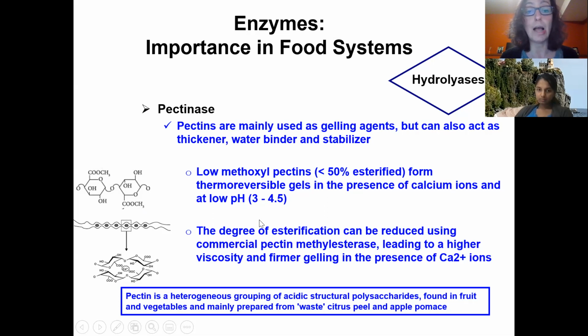But if you have a high degree of esterification, you can reduce it, by deesterification. You can use pectin methyl esterase that would take off the methyl group, and you have more COO minus. So you end up having more negative charges, and in the presence of calcium, the more negative charge you have, the more cross-binding you're going to get between the polymers. So the stronger, the firmer the gel. Basically, you can enhance gel formation from pectin by reducing the methyl groups by deesterification of methyl groups.